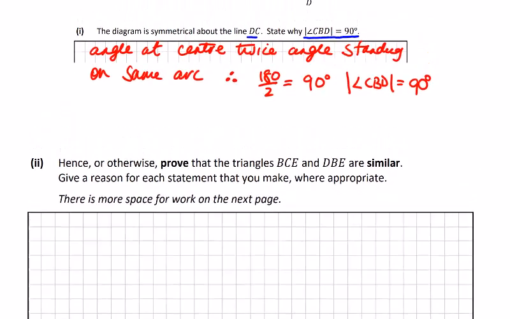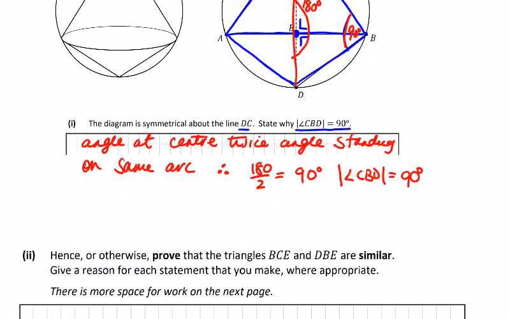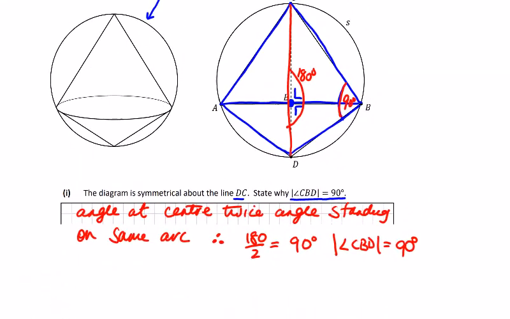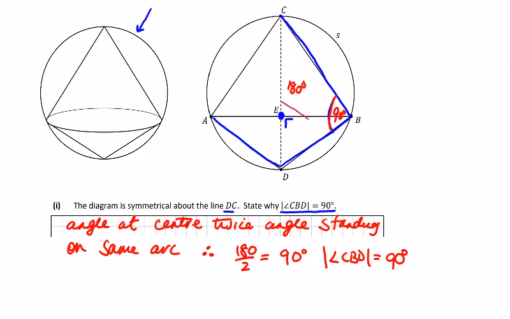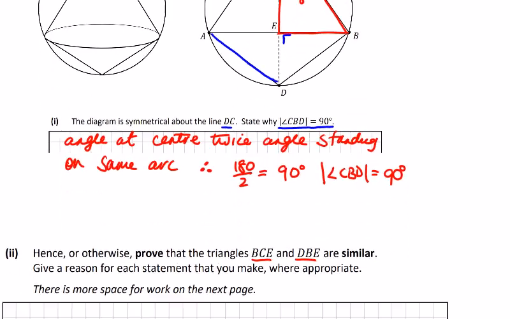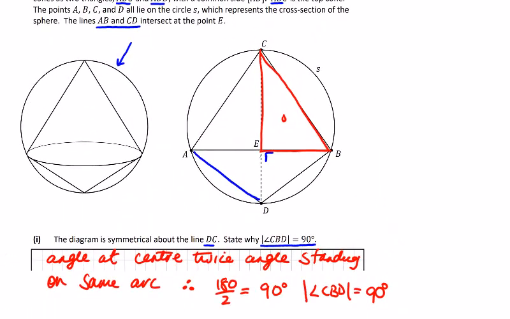Then we're asked to hence prove that the triangles BCE and DBE, BCE is this one here. We're asked to prove that this one is similar to the DBE, so the one down the bottom here. So similar triangles, same angles, so they both have a right angle. We can see here, right angle and right angle.